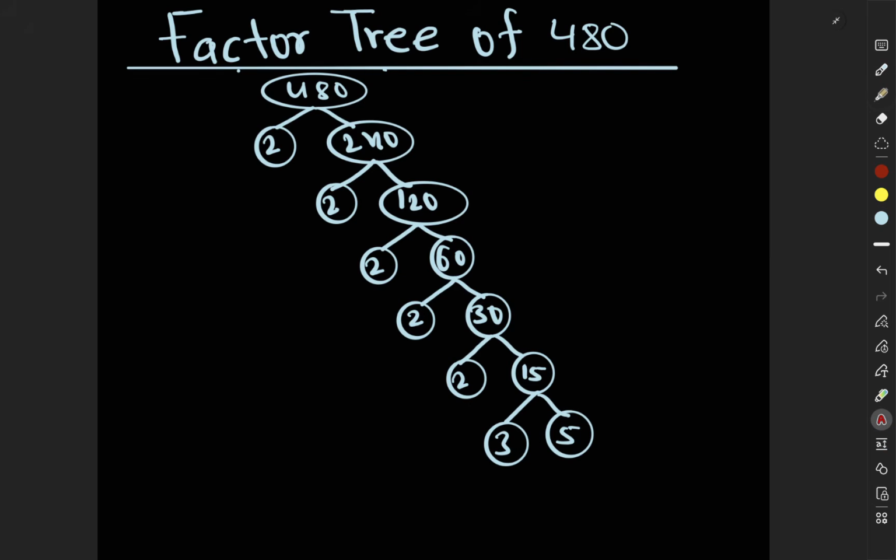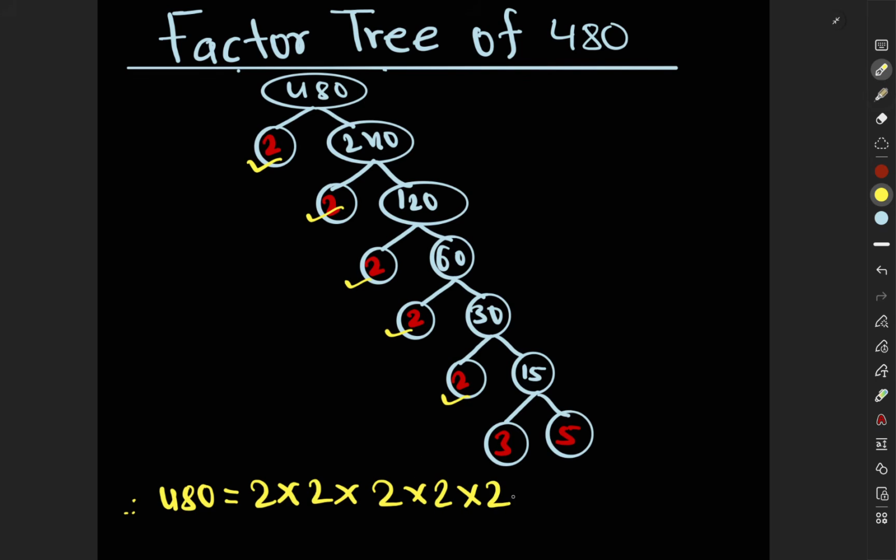So now we select the prime numbers among all these numbers. The prime numbers here are all these 2s, and 3 and 5. So we can write 480 is equal to the product of all these prime numbers, that is all these 2s, then this 3, and at last this 5.